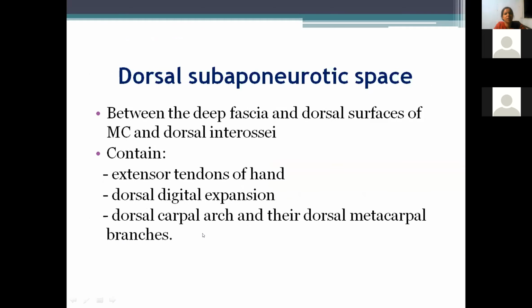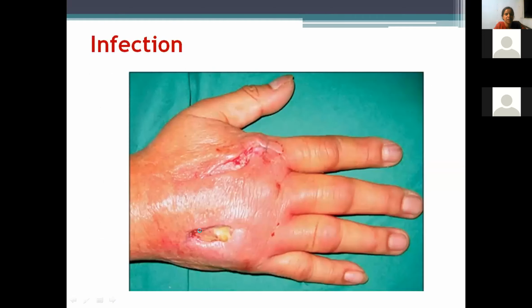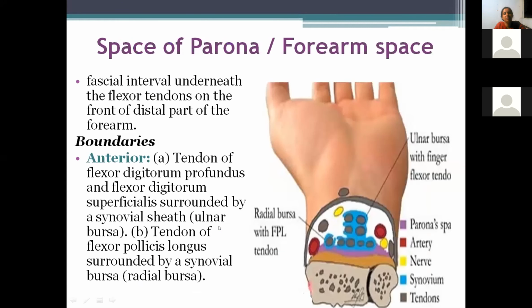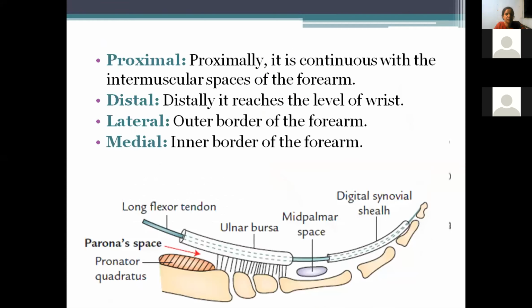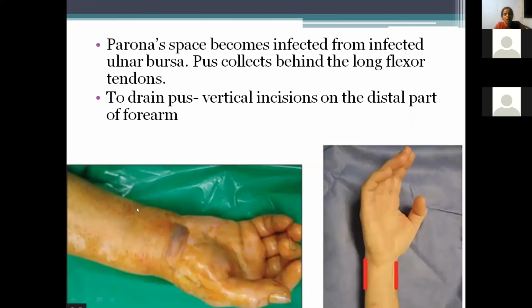These are not required, but I don't want to unnecessarily skip them. Actually, just below the dorsum of the skin, we also have a space which can get infected. In the forearm also we have an empty space. You call it the forearm space of Parona. There also infections can happen.